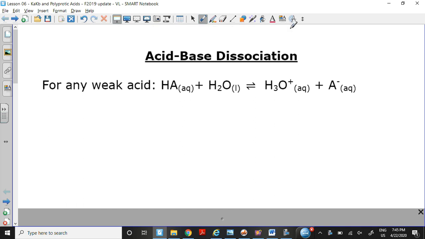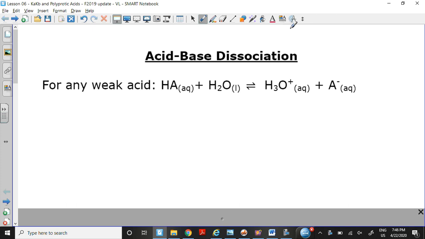In our last lesson, we learned about acids and bases and acid-base theory. So now what we're going to do is take our knowledge of the Bronsted-Lowry theory and apply it to weak acid and weak base problems and solve them like we've been doing with other equilibrium problems. So what do we need to know?